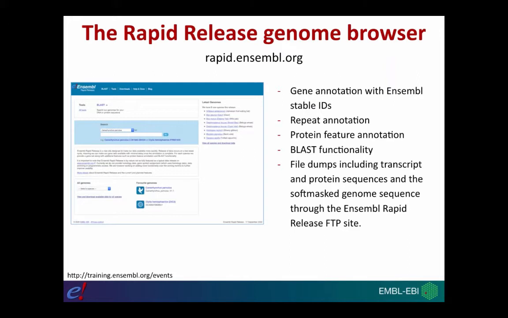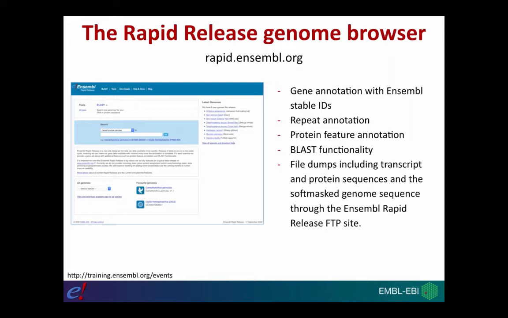So the idea with the Rapid Release Genome Browser is that it's a lightweight genome browser that contains a small amount of very important data for newly sequenced species. So you can see the web address of the Rapid Release Genome Browser at the top there, rapid.ensembl.org, and that's the website that we're going to visit in just a moment. And what we can see on the left-hand side of the screen here is a screenshot of the homepage, which we're going to explore in a moment.